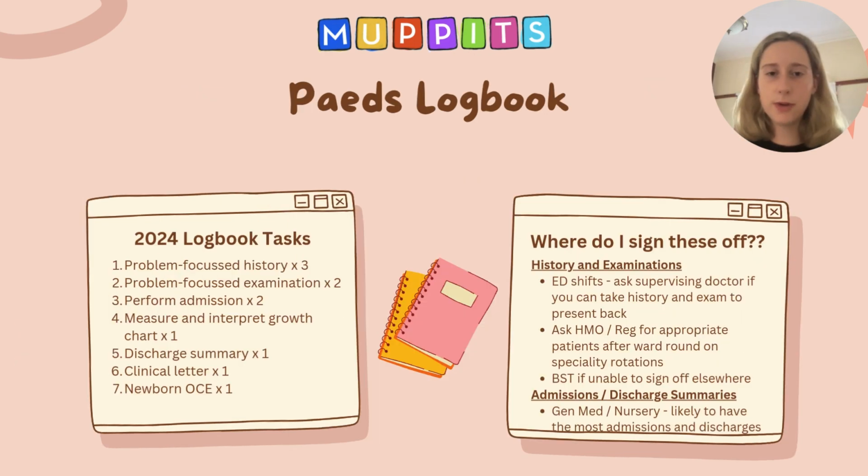So in terms of your logbook tasks, these were our logbook tasks in 2024. So just make sure they haven't changed if you're looking at this list. But you'll have to sign off 3 histories, 2 examinations, perform a couple of admissions. You will have to measure and interpret a growth chart, perform a discharge summary, write a clinical letter, and then also your newborn OCE task as well.